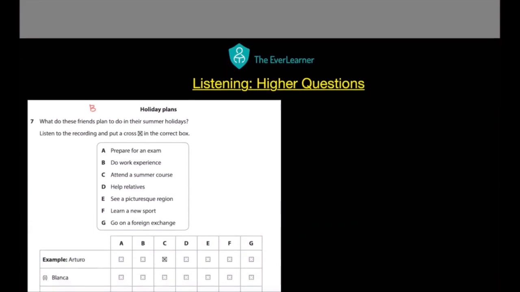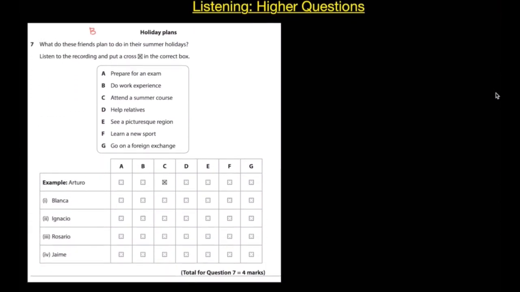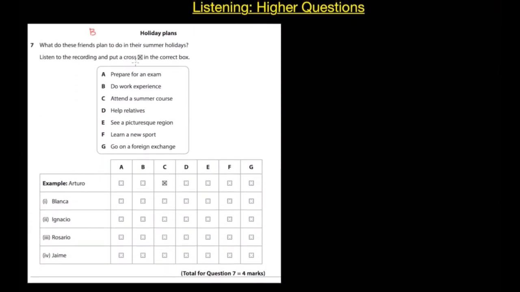It's called holiday plans. So let's start thinking what could it be about? Okay, holidays, doing stuff. Okay, so what do these friends plan to do in their summer holidays? So it's their plans. So because it's their plans, I can imagine that everything is going to be expressed in the future, okay? What they're going to do, voy a, or for example, haré, iré, okay?